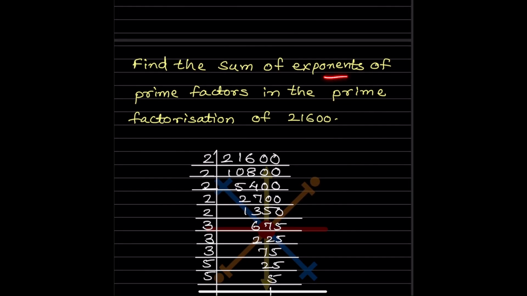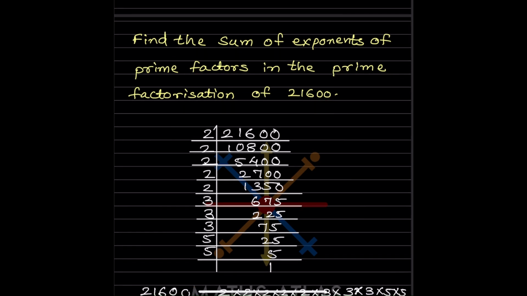Find the sum of exponents of the prime factors in the prime factorization of 21600. So you will take the prime factors. You always start with 2, if not then with 3. You cannot directly jump over to a higher number. So you have to keep on dividing till you no longer get a multiple of 2. Then this is not possible with 2, so you will go for 3. Now this is not possible with 3, so you will go for 5.